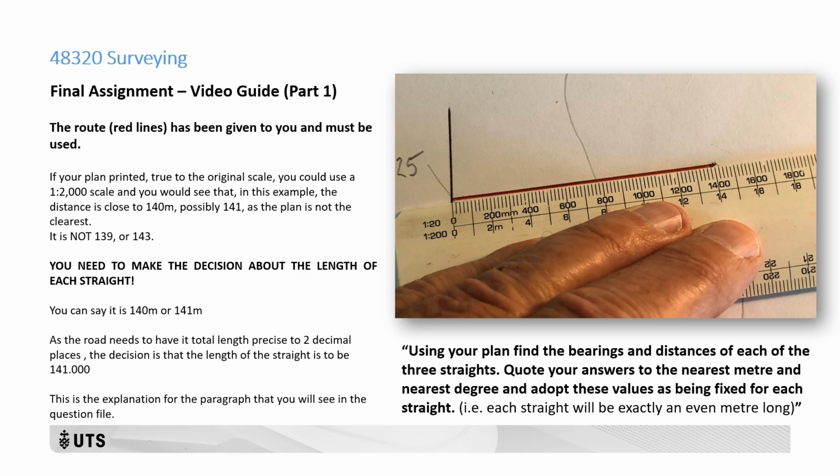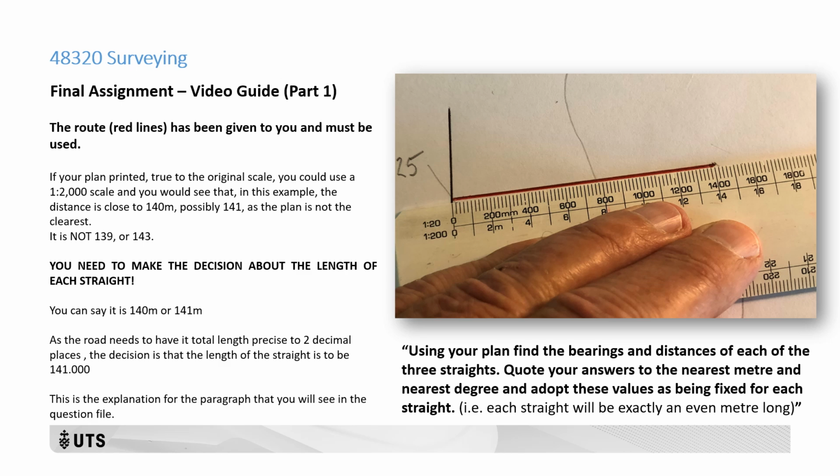Okay, so looking back, the next thing you need to do is to determine the lengths of each of the three straights. If your plan printed true to the original scale, you could work with a 1 in 2000 scale. And so on the example I've given here, you can see the distance is sort of between about 140, it might be 141, and it might just be 142. It's definitely not 139, it's definitely not 143. So this is something that you, as the engineer, need to make the decision. You can say, I'm going to make it 140 or 141 metres.